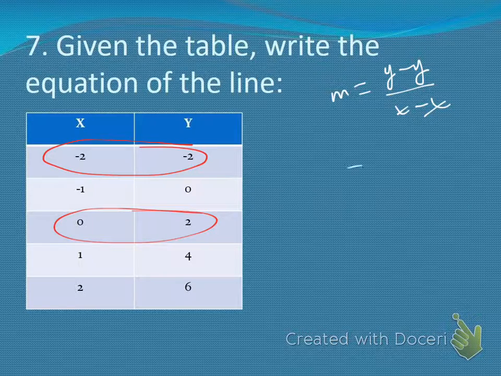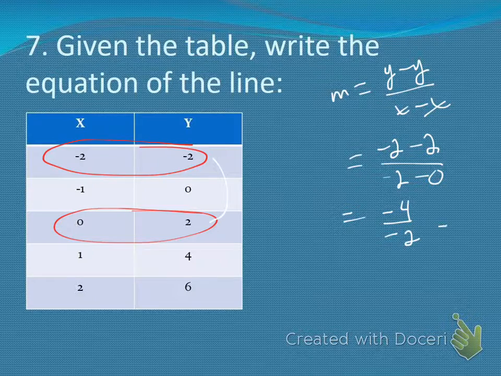All right, so to find the slope, subtract the y's. So I've got to go negative 2 minus 2. And if I go that way, I have to go negative 2 minus 0, which would give me negative 4 over negative 2, which would give me 2. So the slope of this line is 2. Now, I need a point and a slope. I've got a slope. I've got lots of points.